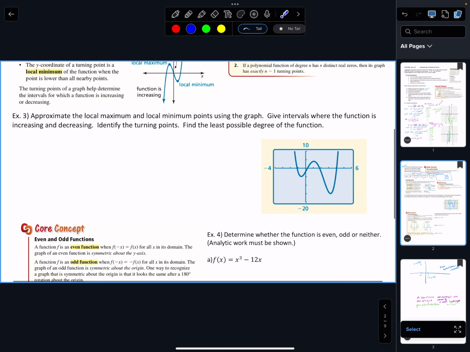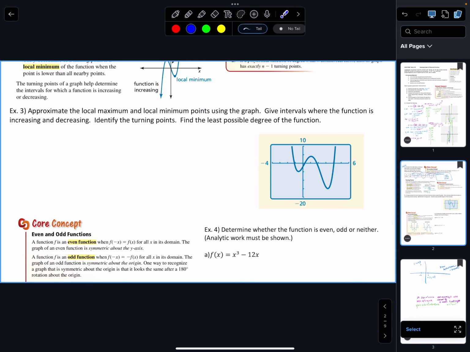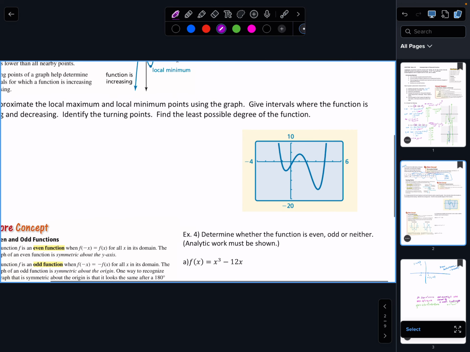All right, so given a graph in example 3, approximate the local max and local min points using the graph. And then give intervals where it's increasing, decreasing, identify turning points, find the least possible degree. So you're just going to look at the graph and you are going to estimate. So right here, this is a local min. I'm going to say it's at -1/2, -5. It's just an estimate. We can vary on that.